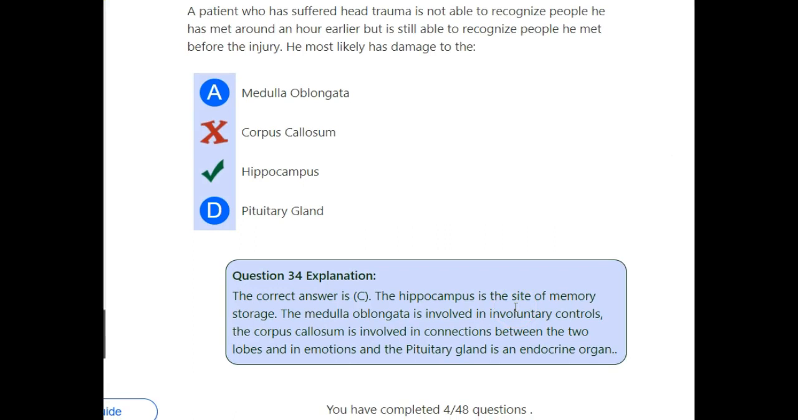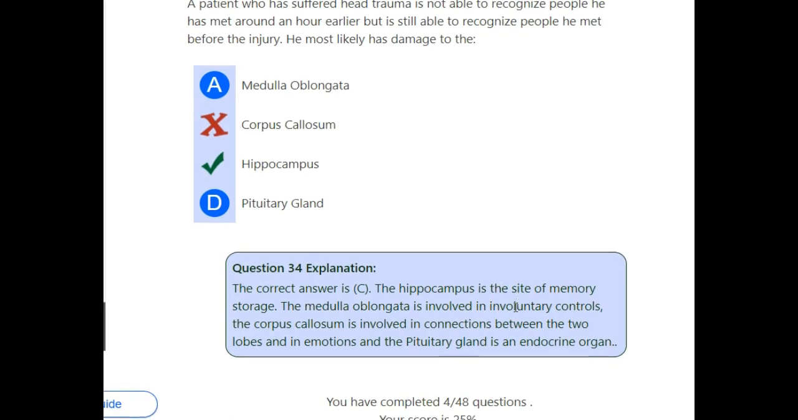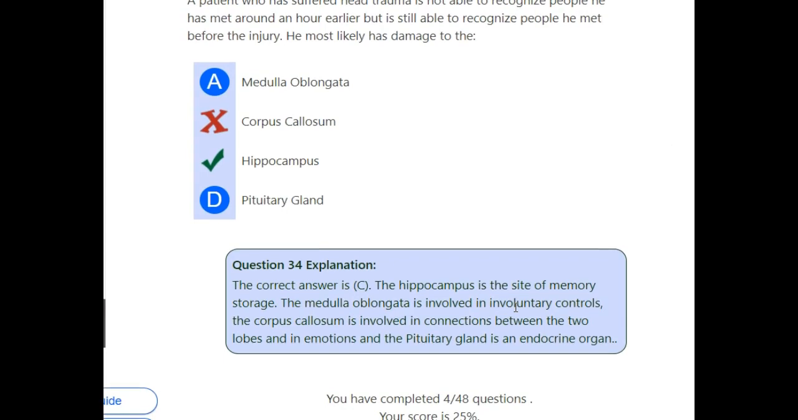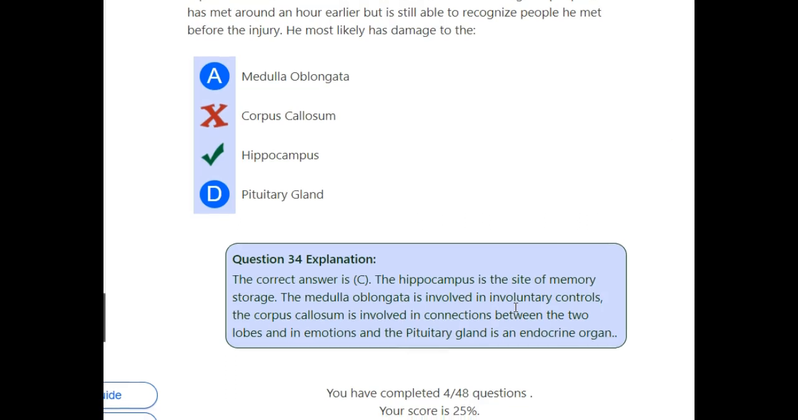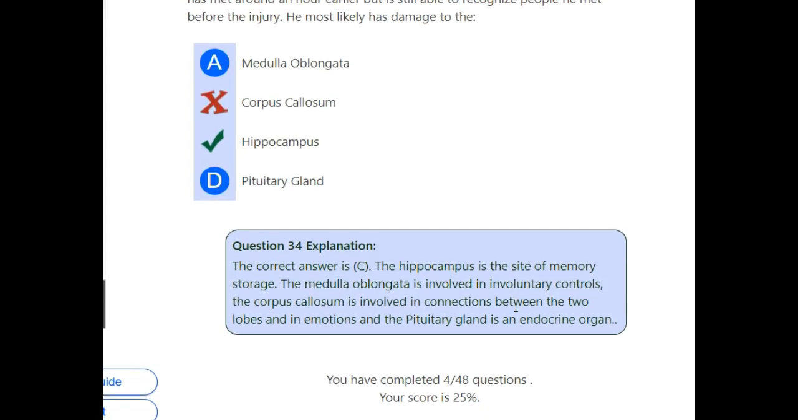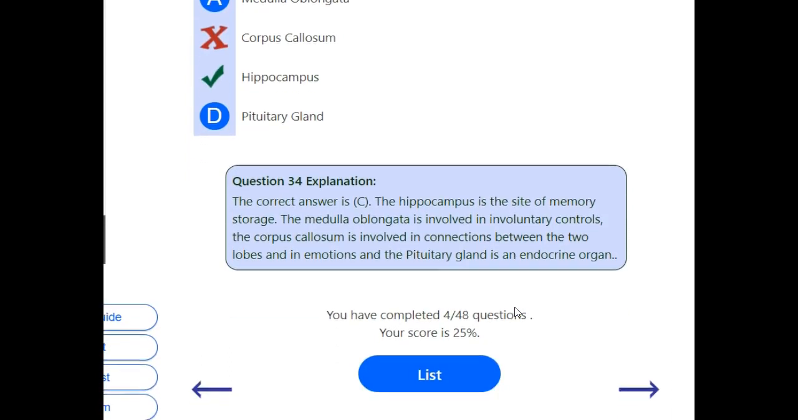The hippocampus is the site of memory storage. The medulla oblongata is involved in involuntary controls. The corpus callosum is involved in connection between the two lobes and in emotion, and the pituitary gland is an endocrine organ.